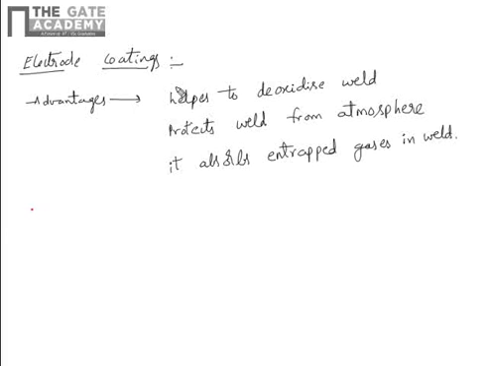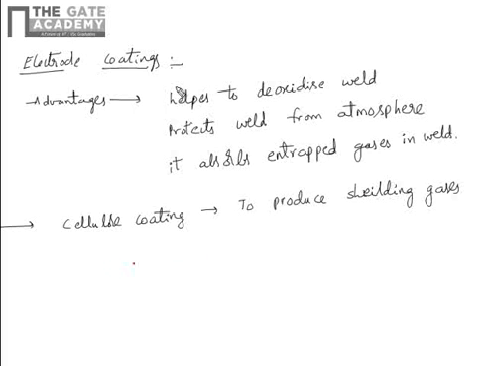Types of coating. Cellulose coating is used to produce shielding gases. Titanium oxide coating is used to produce slag, which protects from atmospheric contamination. Ferrosilicon is used to deoxidize the weld.